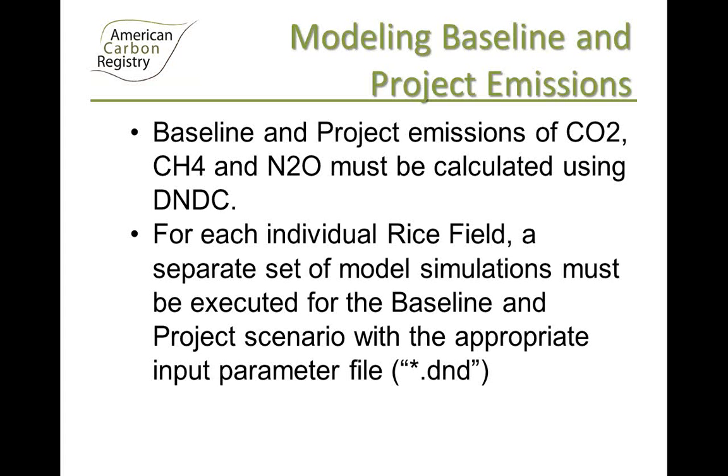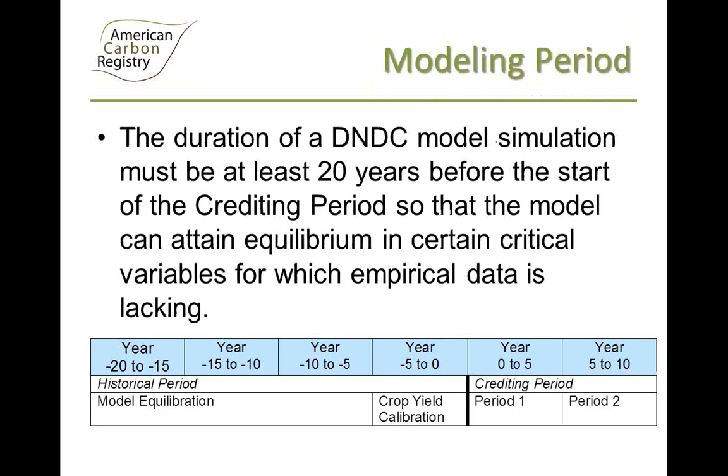Now, once we've done the calibration, we then actually use the model for simultaneously modeling both the baseline and project emissions. So we use the model to do both, with full accounting of changes in soil organic carbon, net CO2 fluxes, methane, and nitrous oxide. So for each individual field in your project, you need to do a separate set of model simulations, executing both your synthetic baseline, which is what you would have done in the absence of the project, and your project scenarios based on the appropriate parameterization of the model. So for each individual field, we do simulations for both baseline and project.